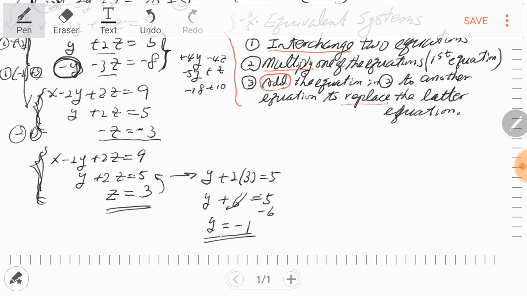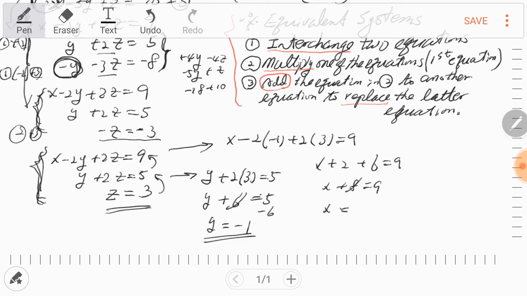Okay, now we found the y value and z value, then use the first equation to find the x value, so that we can plug in the y and z values. Okay, x minus 2 times y plus 2 times z, z is 3, equals 9. Then x plus 2 plus 6 equals 9. X plus 8 equals 9. Then x equals, subtract 8 from each side, 1. So we found all values of x, y, z. So the solution is x equals 1, y equals negative 1, and z is 3.